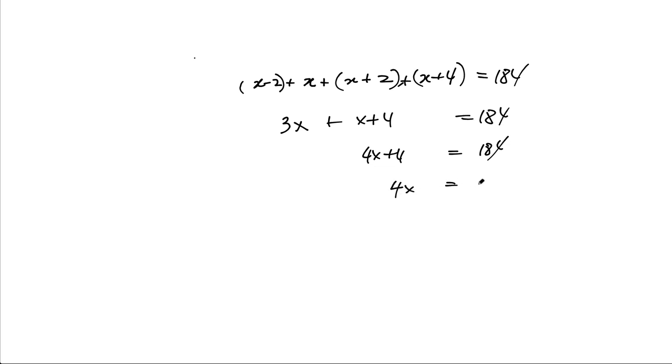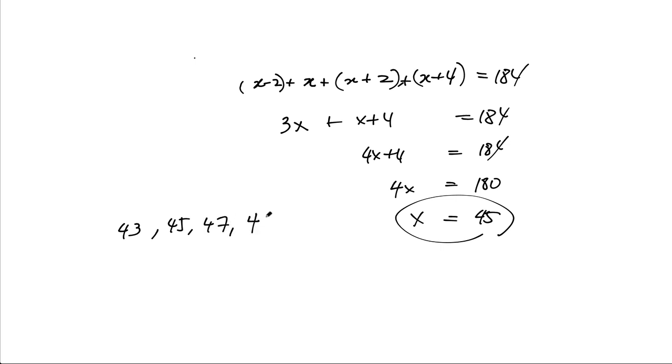All right, this is going to be 180 exactly. So x is 45. Meaning my numbers are 43, 45, 47, and 49. Okay, they add up to 184.